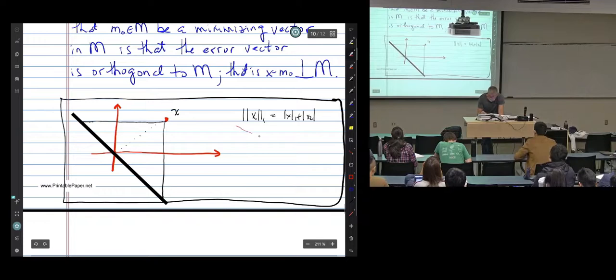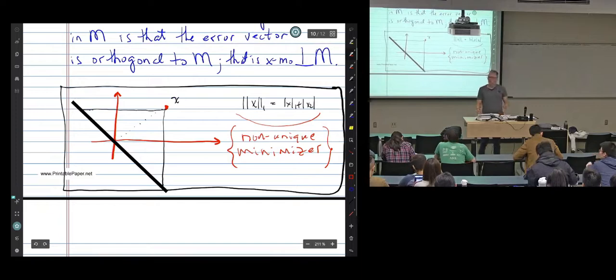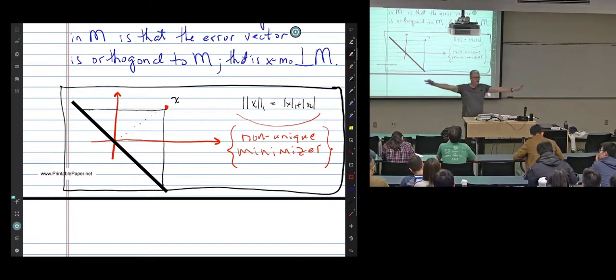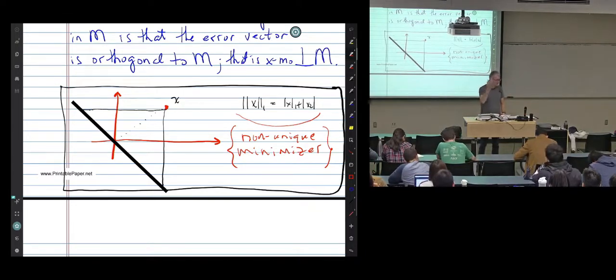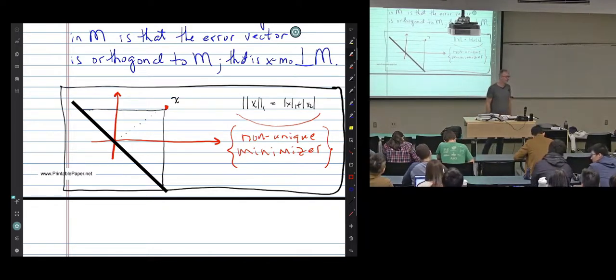So, non-unique minimizer. Okay, it turns out the 1 norm and the infinity norm are bad. If you use the 1.001 norm, it's also unique again, and everything in between. Okay? You'll prove some of that in homework.